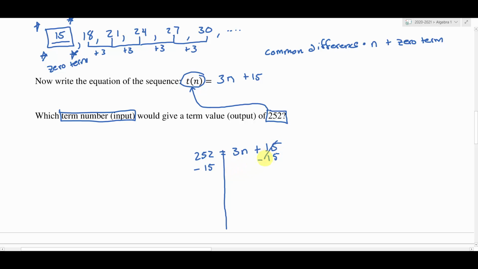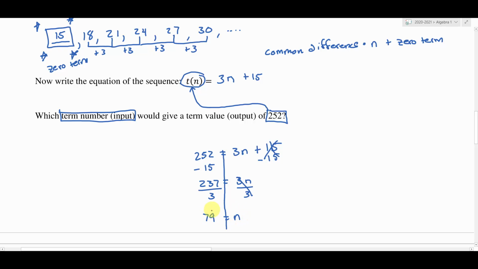And if I do that, let's see, what is 252 minus 15? I'm going to have to grab my calculator for that one. And I got 237. And then over here, the 15s cancel, so all we have left is a 3n. And now to get n by itself, I would just divide both sides by 3. Okay, so those are gone. And then if I do 237 divided by 3, I'm going to have to use my calculator again here. I get 79.